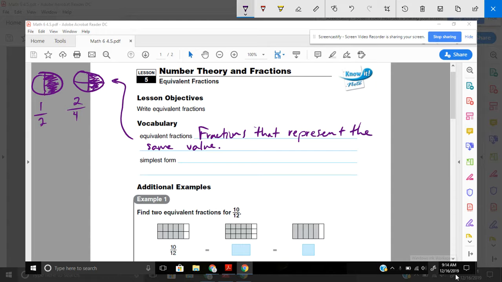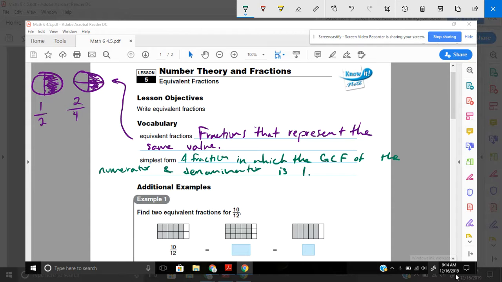And next, our second vocab word is simplest form. So that is a fraction in which the greatest common factor of the numerator and denominator is 1. Okay. And I think a lot of you have a good idea of what simplest form is. Let me give an example.